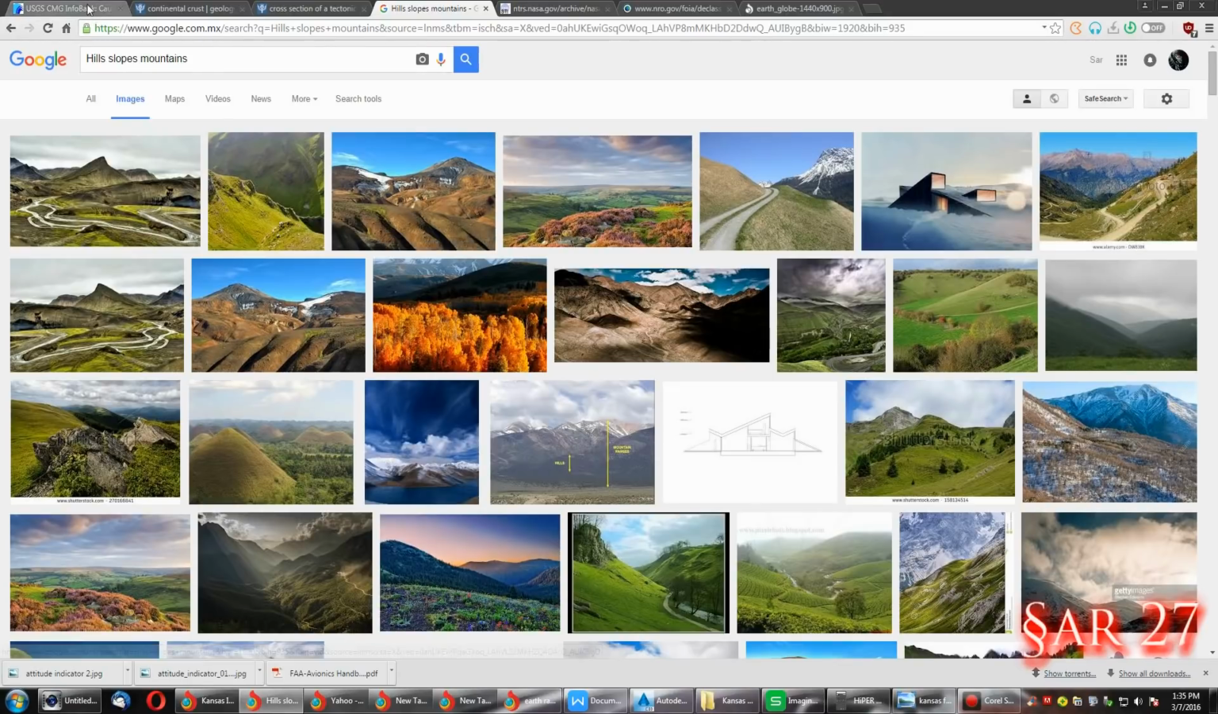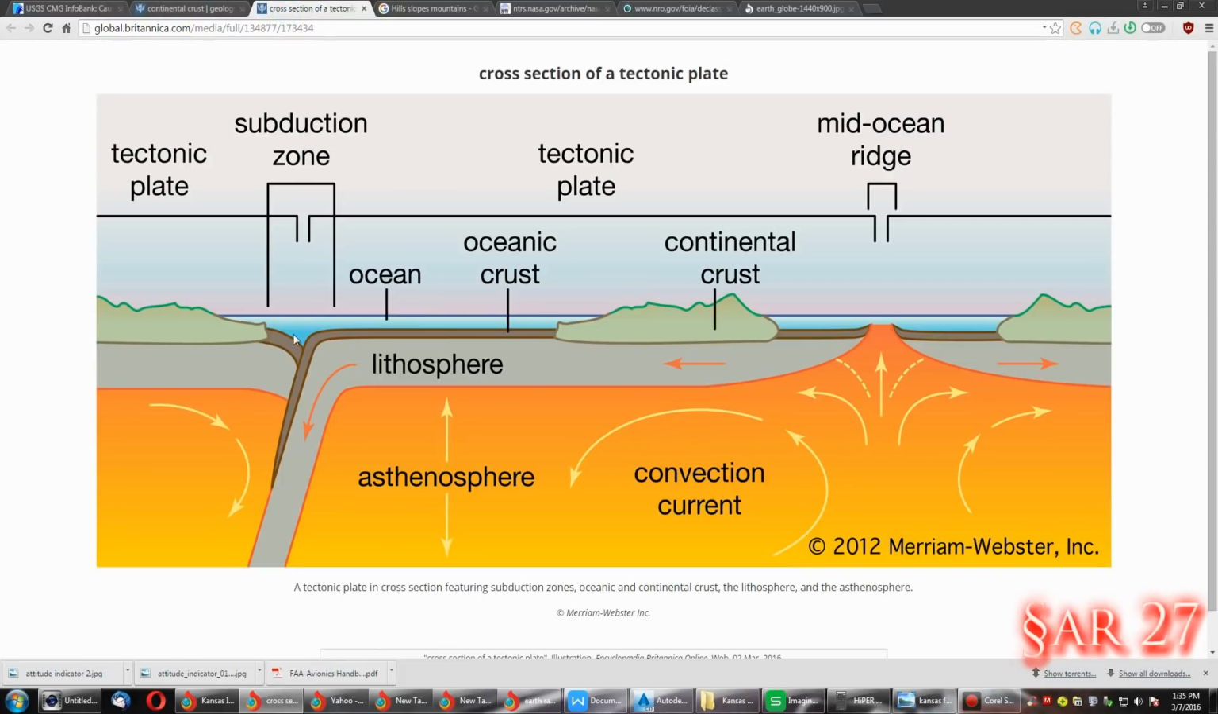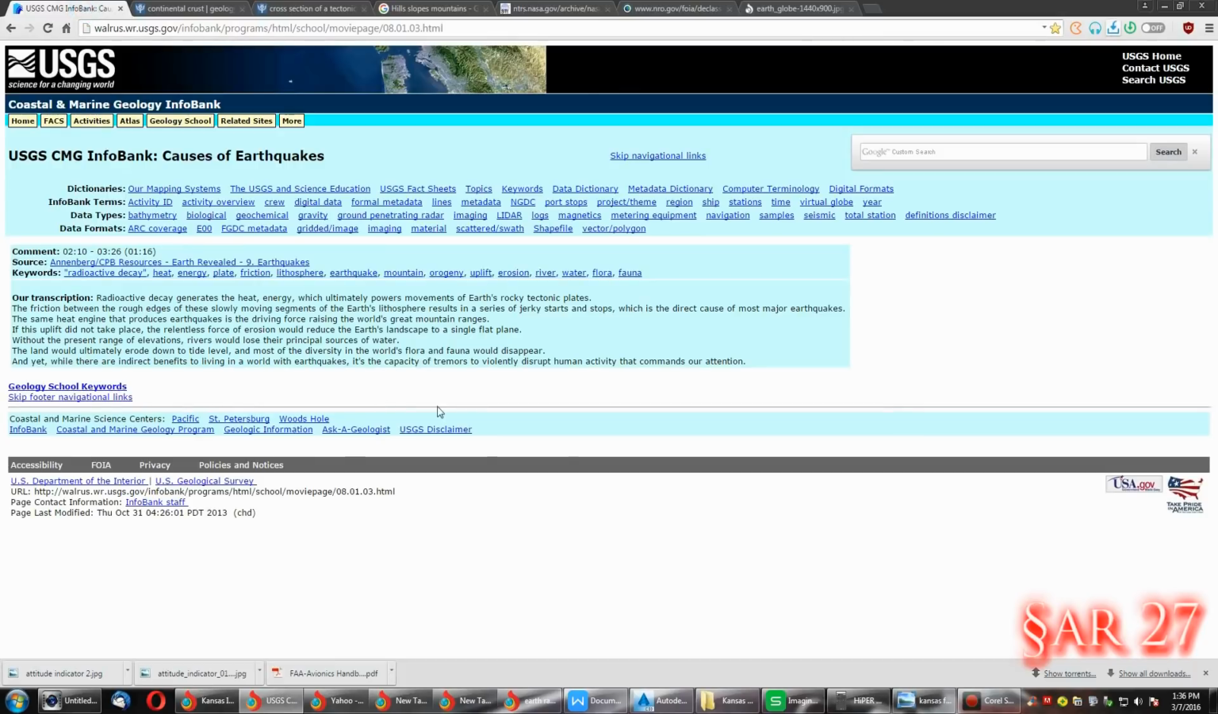It does not equal the tectonic plates here, which even in the diagram shows a flat level plane. I mean, just because it has hills and slopes and mountain ranges because of these tectonic plates doesn't mean that it's a ball. And like it says right here, if this uplift did not take place, the relentless force of erosion would reduce the Earth's landscape to a single flat plane.